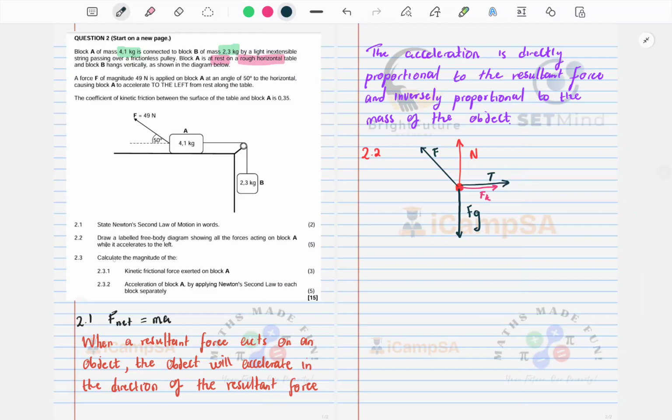Now they're asking us to calculate the magnitude of the kinetic frictional force exerted on block A.